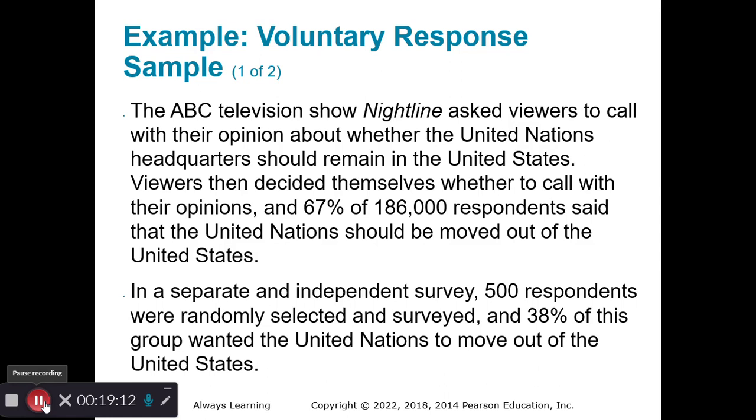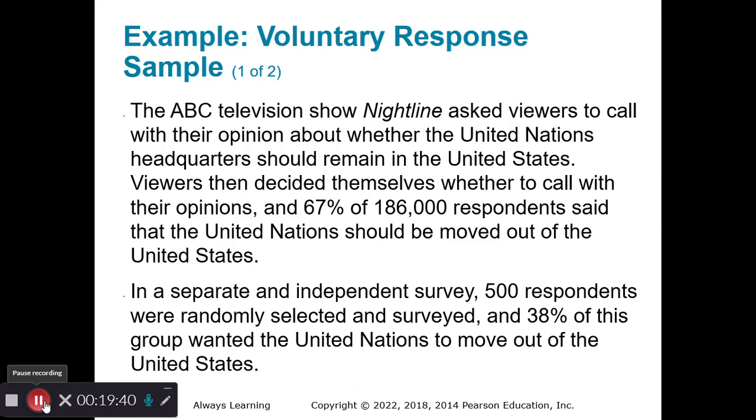Secondly, it says a separate independent survey where only 500 people participated. 38% of them said that the United Nations should move out of the United States. Well, it's a much, much smaller sample, but it was independent, meaning there was less room for bias, and randomly selected. I think those are golden words, right?